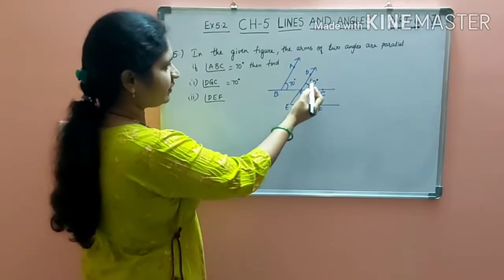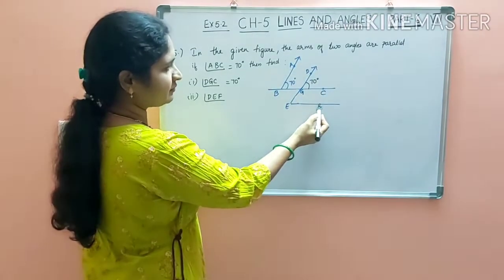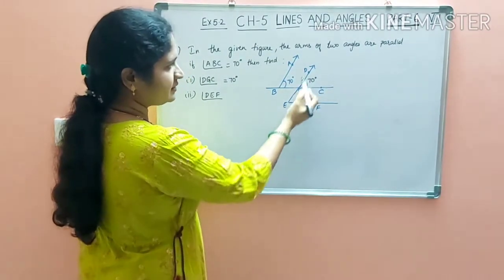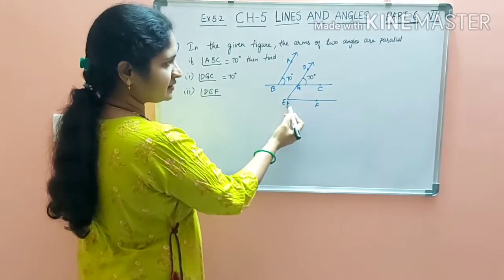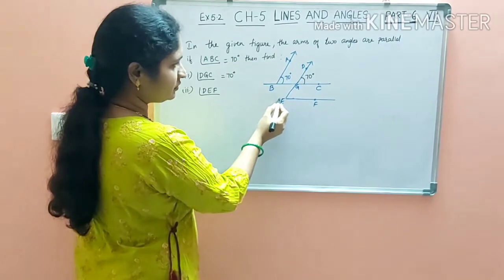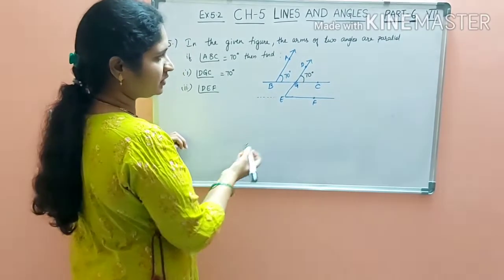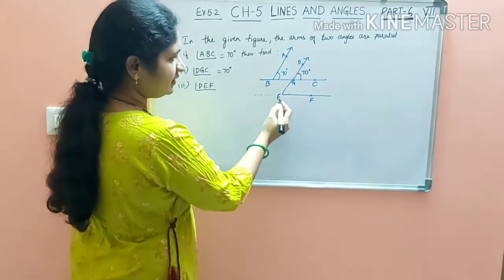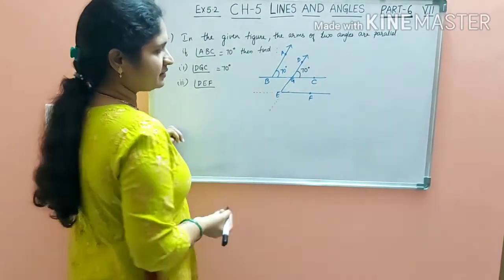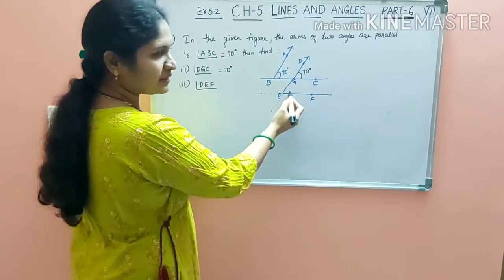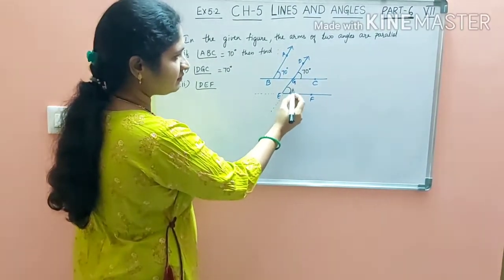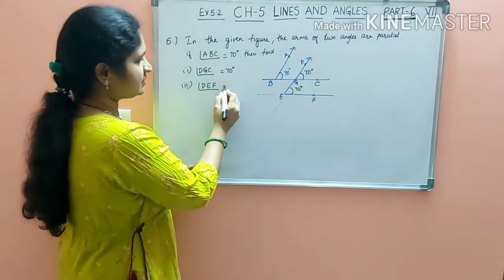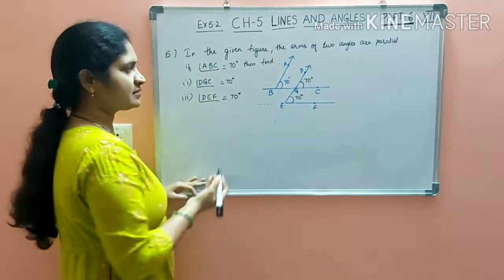They are asking you to find out DEF. Again, BC and EF are parallel lines. DE is the transversal. If you have a confusion, you can extend it, children, like this. So BC and EF are parallel lines. DE is the transversal. Again, corresponding angles are equal here. So again, this one will become 70 degrees. So angle DEF is equal to 70 degrees. Is this clear?